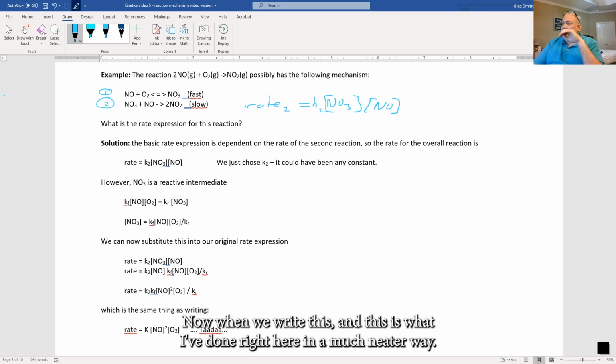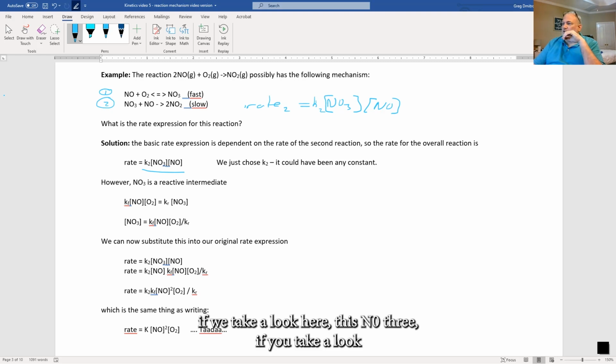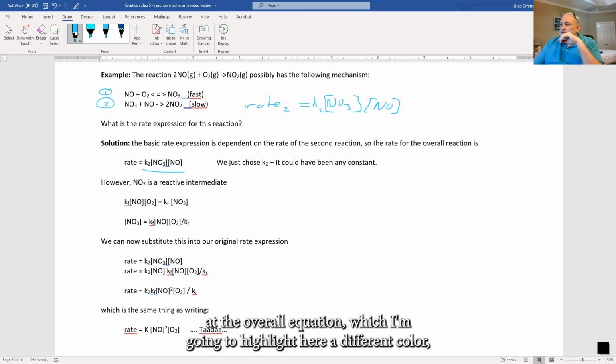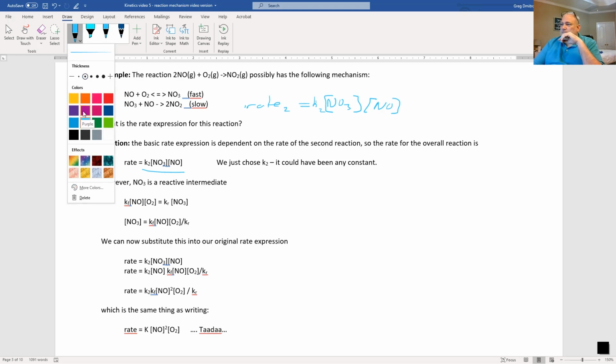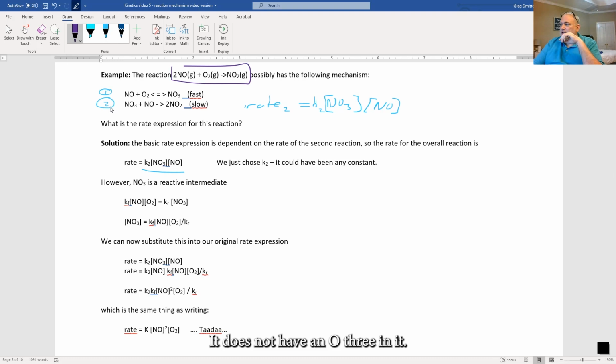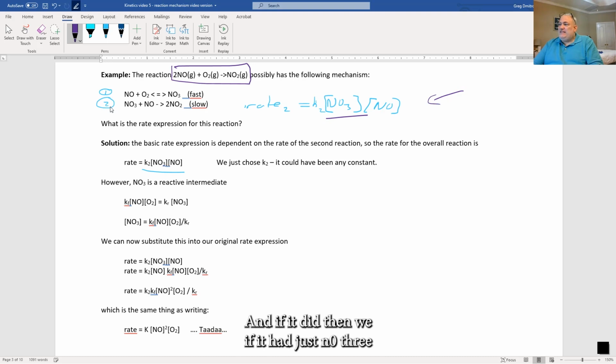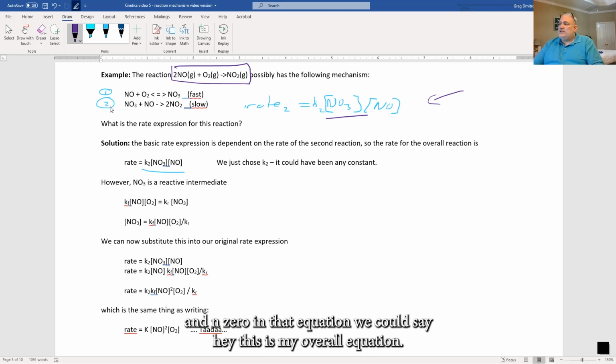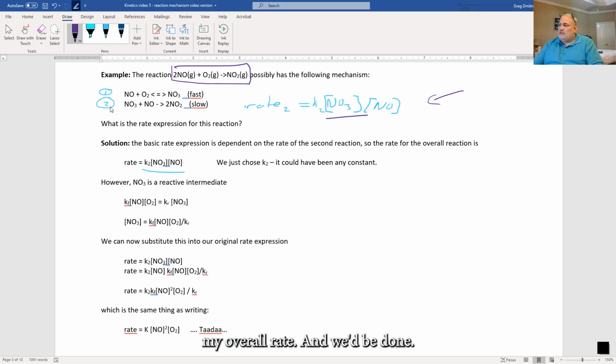Now, when we write this, and this is what I've done right here in a much neater way, take a look at this NO3. If you take a look at the overall equation, which I'm going to highlight here in a different color, this overall equation does not have NO3 in it. If it had just NO3 and NO in that equation, we could say, hey, this is my overall rate, and we'd be done. But we have to get rid of the NO3.